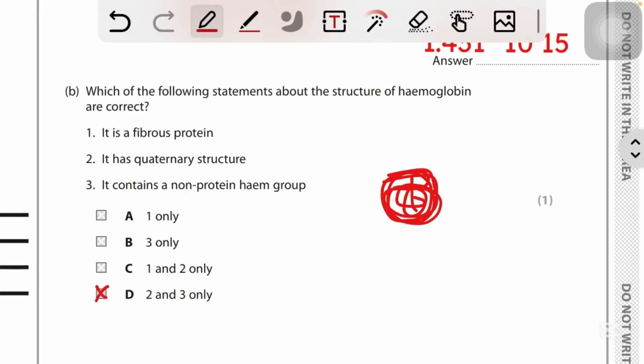Does it contain a non-protein heme group? Yes, it contains a non-protein heme group, and that is iron. So the answer is 2 and 3, I mean option D. And let's move on to the next question.